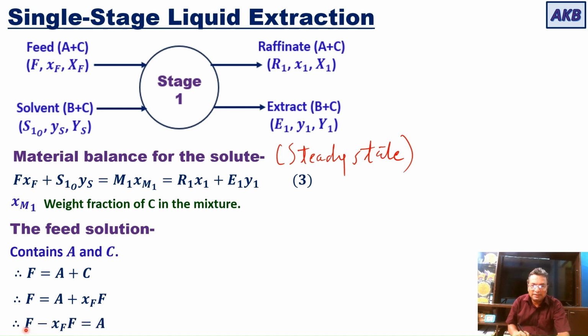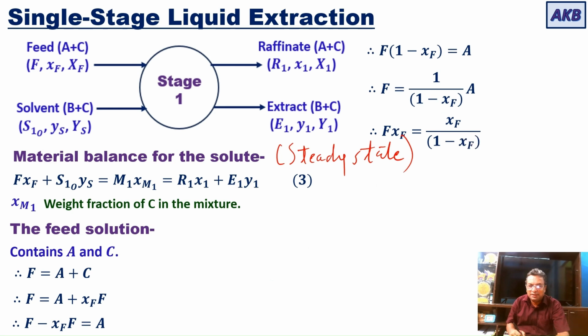In the next step, I will write the equation this way: F minus XF into F is equal to A. So this term I have brought to the other side. Now in the next step, I can take F common on the left hand side. So it will be F into 1 minus XF is equal to A. That is, F is equal to 1 upon 1 minus XF into A.